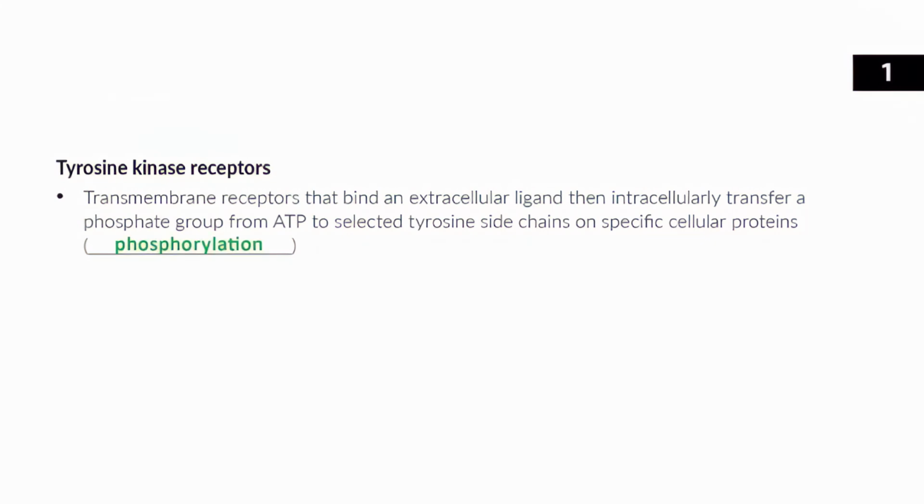That's called phosphorylation. So a kinase is an enzyme that phosphorylates things. It just means it adds phosphate groups to things. And a tyrosine kinase only phosphorylates tyrosine residues. And the very first step in this signaling cascade is autophosphorylation, which means that the tyrosine kinase phosphorylates itself. We're going to come back to that in a moment.